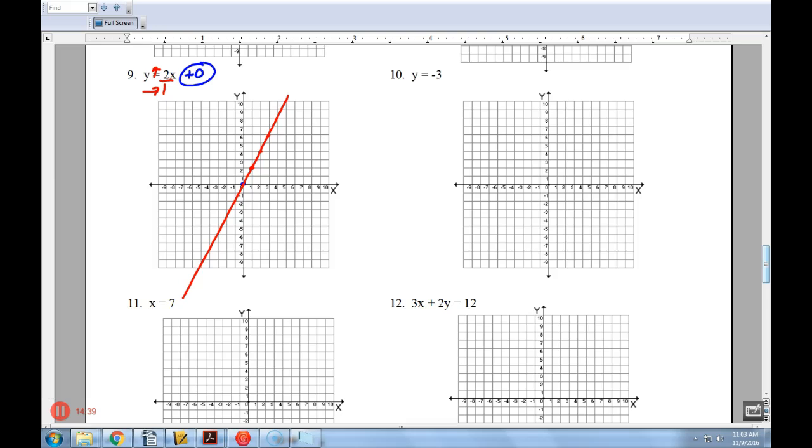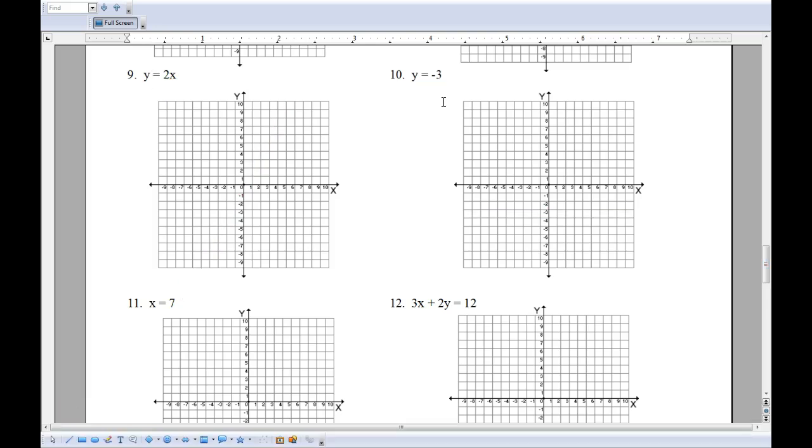The next one, whenever it's y equals and it's missing an x, you know this is going to be a horizontal line. I like to think about this as you cross the y-axis at -3. So it's a horizontal line that crosses the y-axis at -3. You could also interpret this as y equals 0x minus 3, since the slope of all horizontal lines is 0.